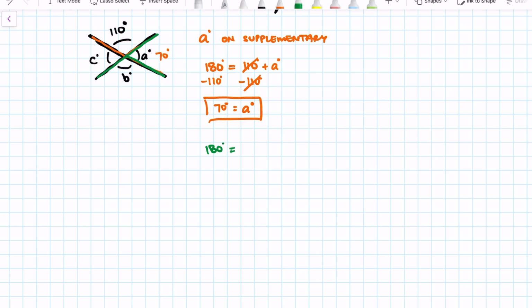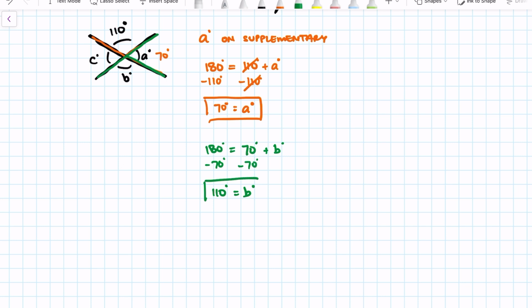And that is equal to, now this time it's 70 degrees, right? Because we're comparing this angle right here. So it's going to be 70 degrees plus b. So then same steps, I subtract 70, and that equals 110 degrees is equal to b.